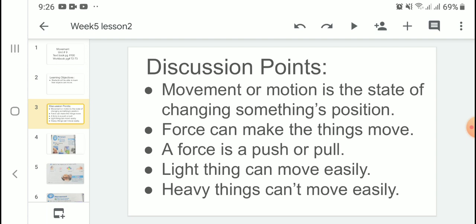Force can help things to move from one place to another. A force is a push or pull. Some objects can move easily, like a ball, toy car, toy train. And some objects cannot move easily, like heavy objects, a pile of books, etc. So for light objects, we need less force to move them. And for heavy objects, we need more force to move them.